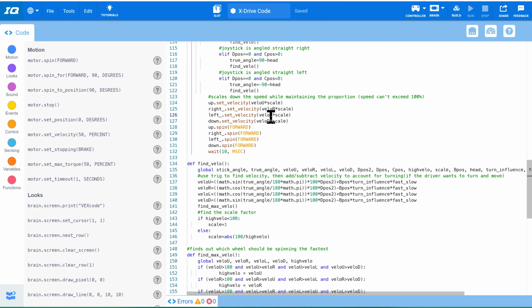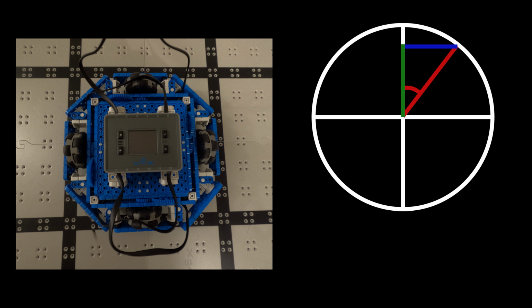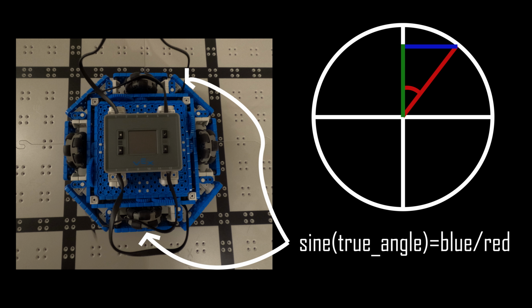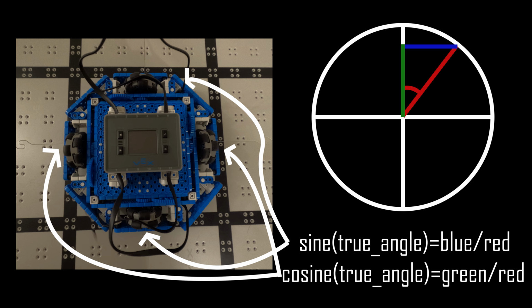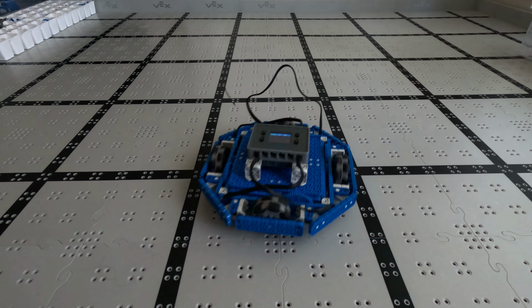It may seem a bit complicated looking at the code, but there is an easy way to visualize this with a unit circle. Set the velocity of the up and down wheels to the sine of the true angle, and set the right and left wheels to the cosine of the true angle. This way, the speeds of the 2 sets of wheels drive the robot in the intended direction.